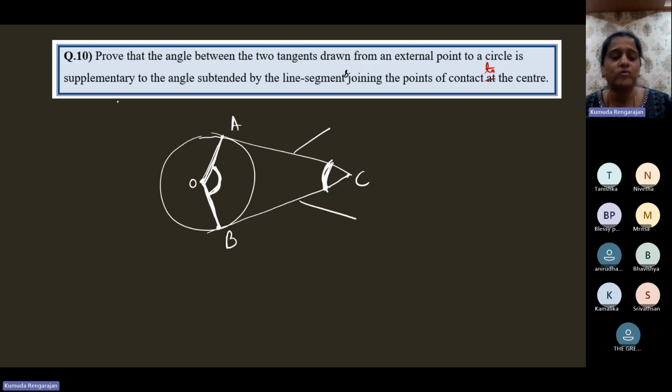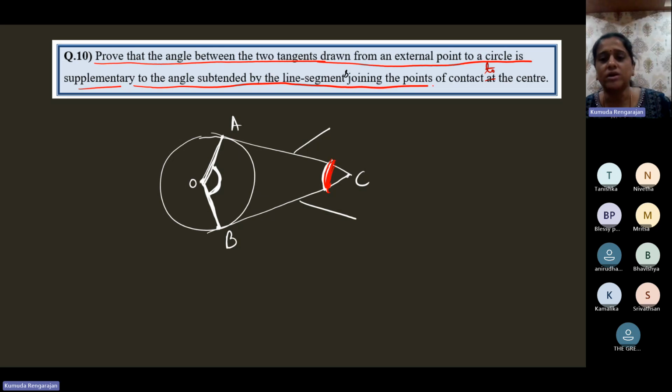Now read the statement. Prove that the angle between the two tangents drawn from an external point to the circle is supplementary. This angle is supplementary to a different angle. Which angle is that? To the angle subtended by the line segments joining the points of contact to the center. This angle only. So you need to show that these two angles are supplementary.